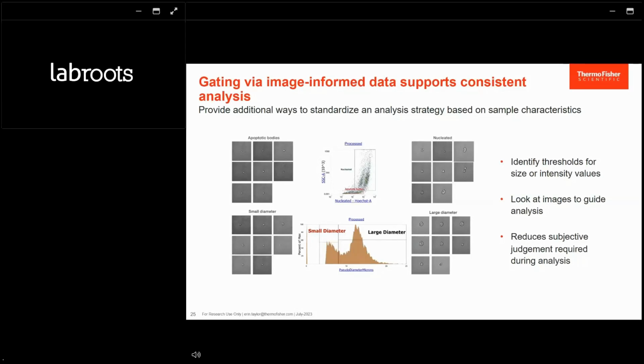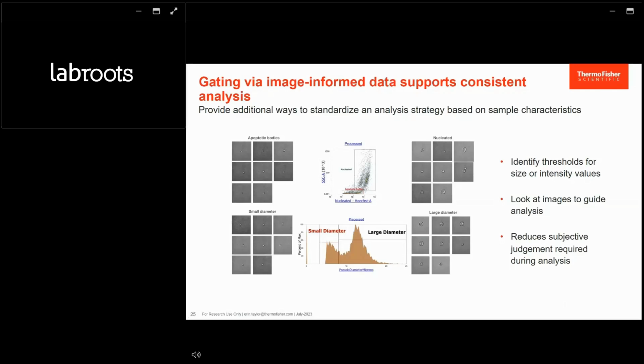So what we've been able to do is identify thresholds for size or intensity values and provide those to users. Users could have free reign to look at images to guide their analysis for any of the manual steps. And by giving them these thresholds, it really reduced subjective judgment required during that analysis. And so removing that opportunity for bias and the need for subjectivity really reduced a lot of that variance, as we saw.